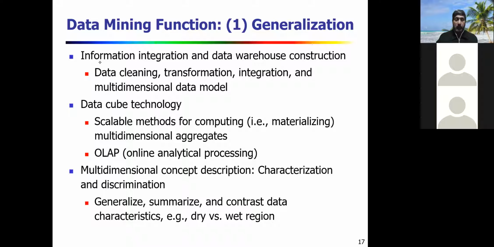Classification, regression. Classification and regression are often labeled together, considered together because they represent supervised learning. And then we have outlier analysis. We also have time series analysis and so on. So all of these are tasks or functionalities or functions in data mining.